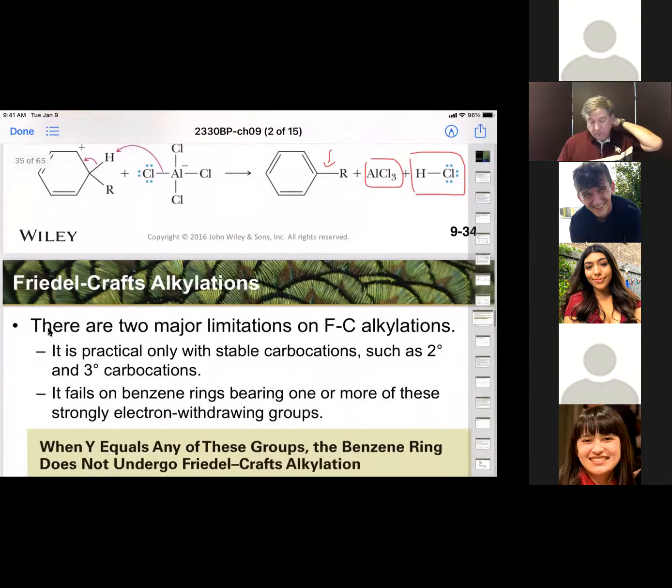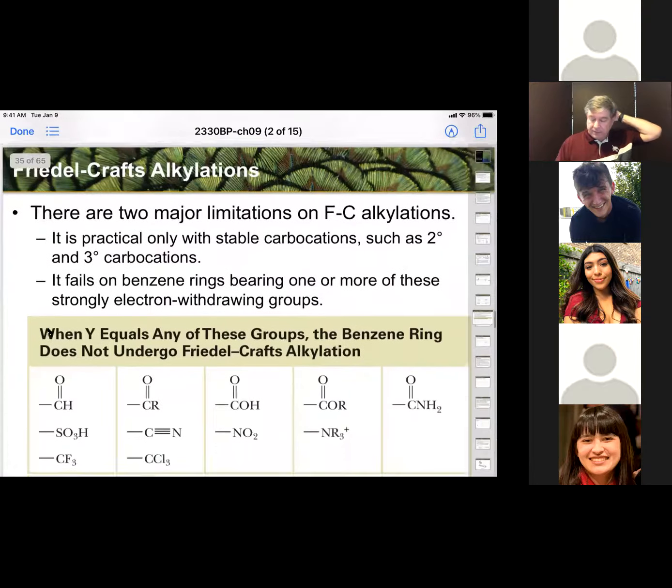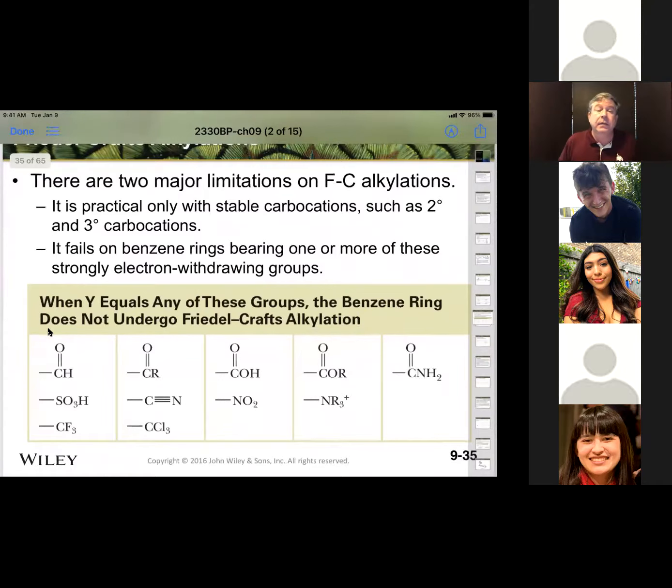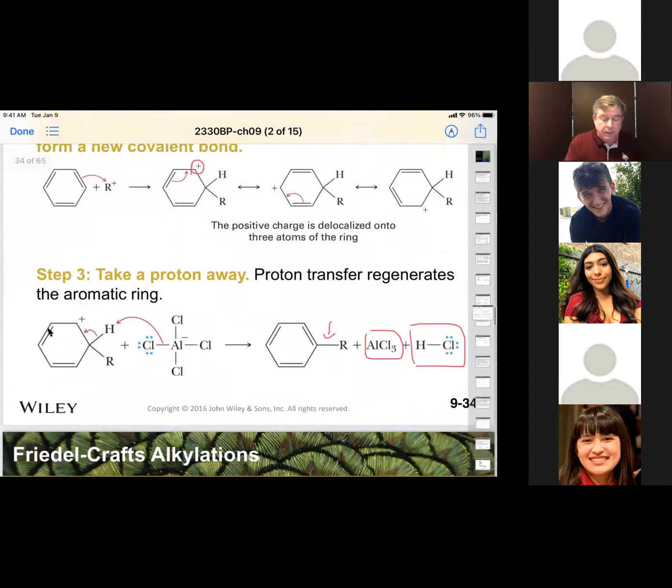Okay, so there's a couple limitations with the Friedel-Crafts alkylation. The first thing is you can only do it with stable carbocations, which means you can only make a secondary or tertiary carbocation. You're not going to be able to make a benzene ring with a long straight chain on it, because you can never form the primary carbocation that would be necessary to do that. But we can always get a secondary or a tertiary carbocation to form.